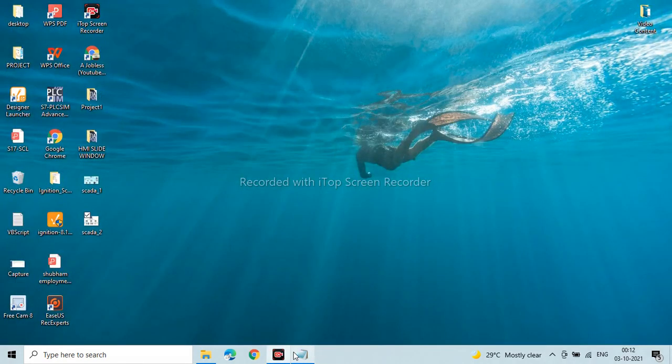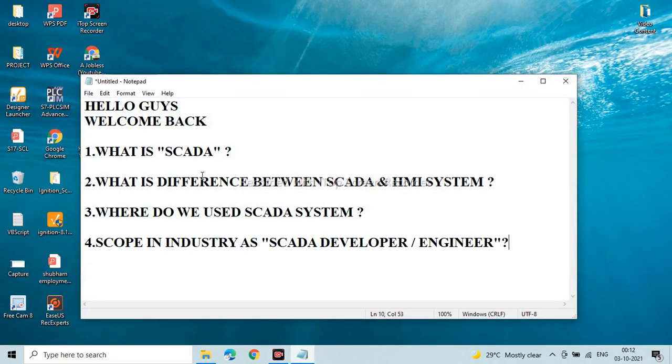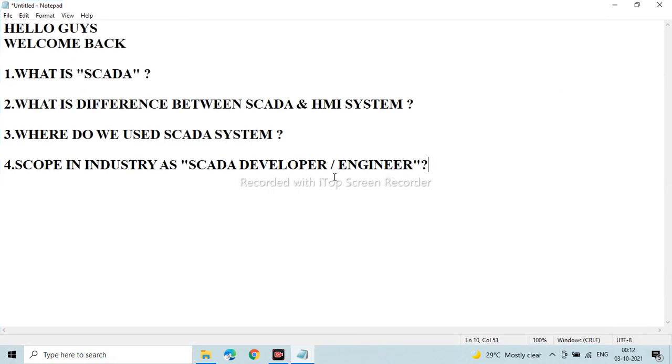So we move to our second question. You understand what SCADA is, from the image. So what is the difference between SCADA and HMI? This question is normally asked in interviews many times. SCADA is nothing but software, and HMI is hardware. For a SCADA system, we only need a PC to install the software, and we can use it. So this is the main difference between SCADA and HMI.